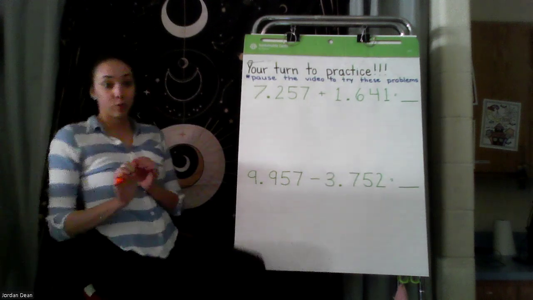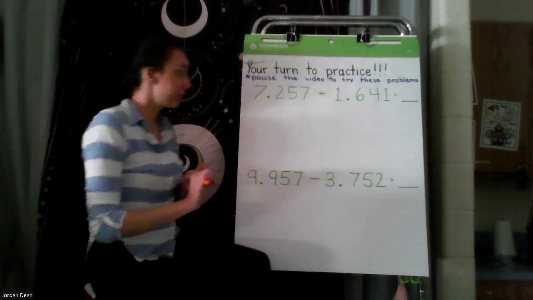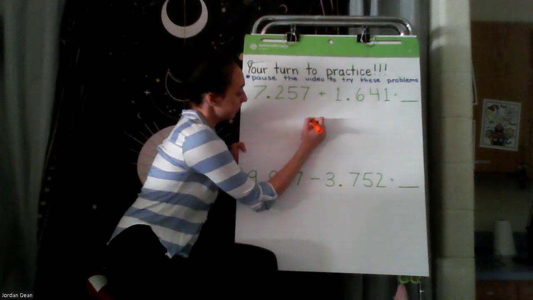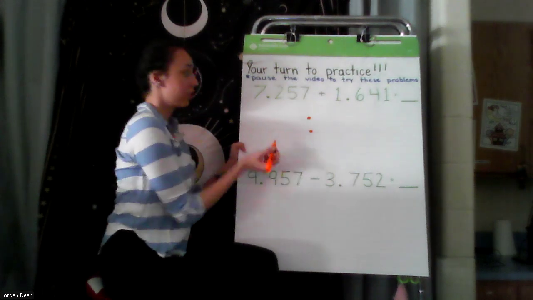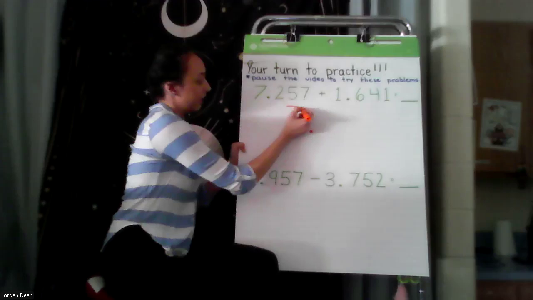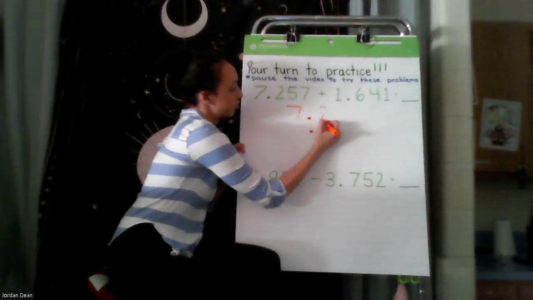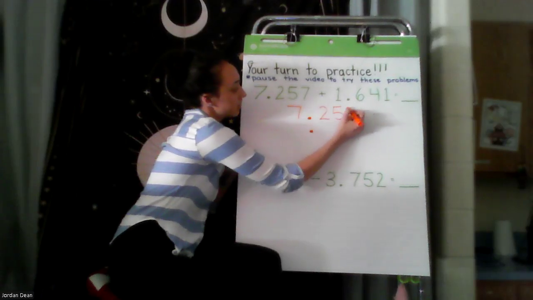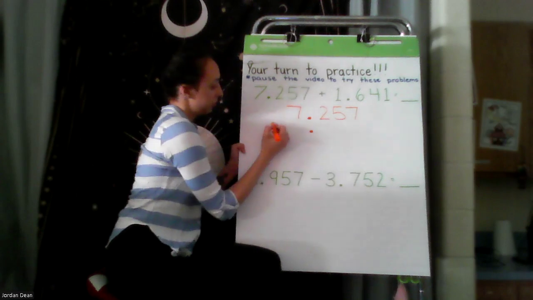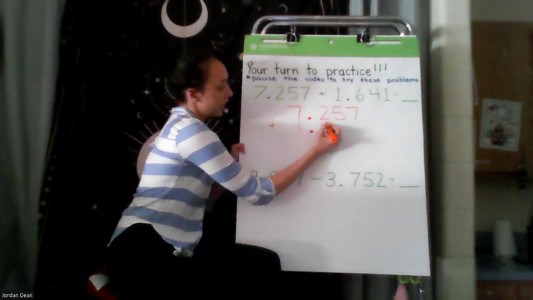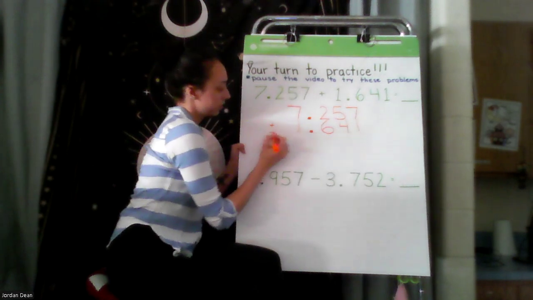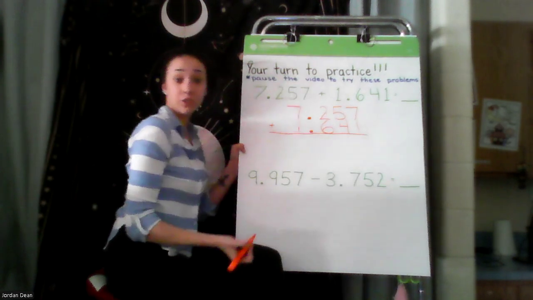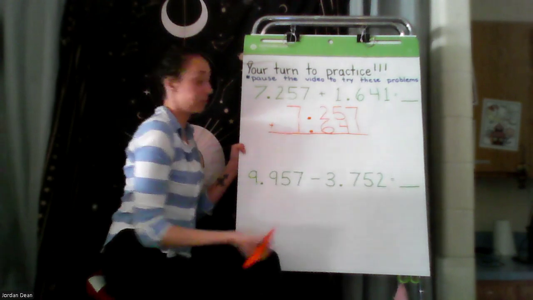So just like we did before, we're going to start by lining up our place value, our decimals. So then for our first number, we have 7 and 257 thousandths plus 1 and 641 thousandths. And then we're just going to go through and add like we would with whole numbers.